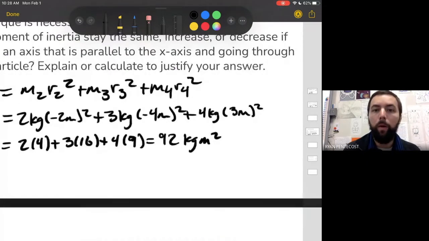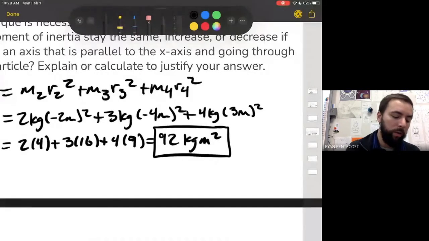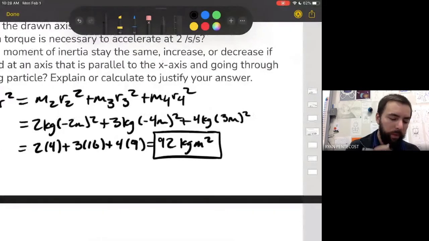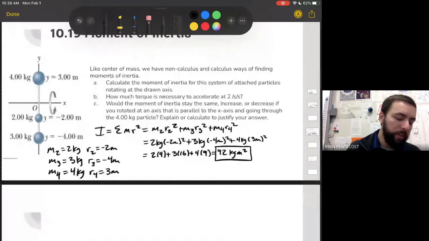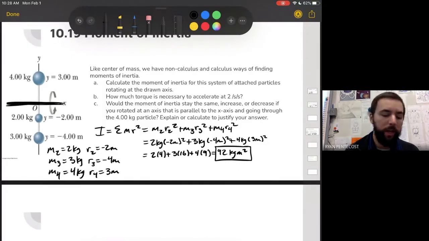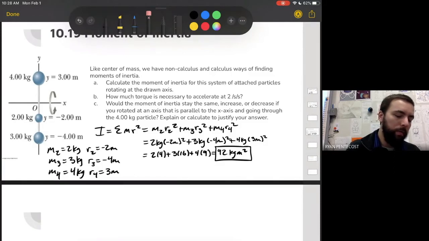That is moment of inertia's unit, kilogram meter squared. Now, that's the moment of inertia of this system of particles if they're rotating about the x-axis, right? It tells us y is the distance from the x-axis, right?